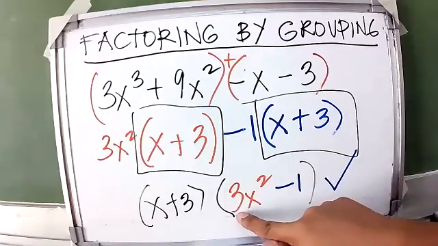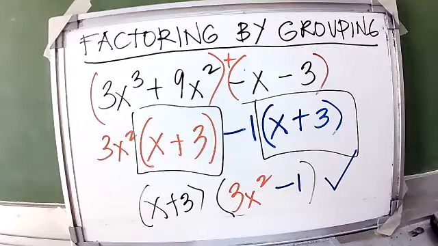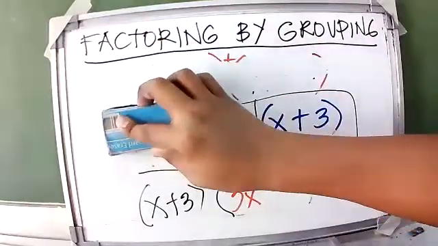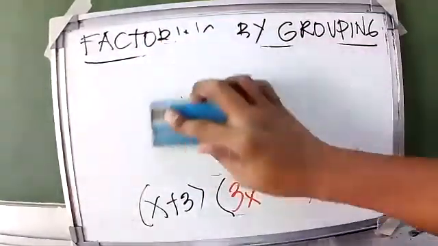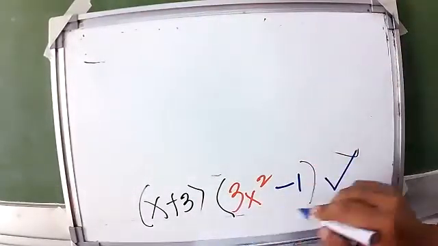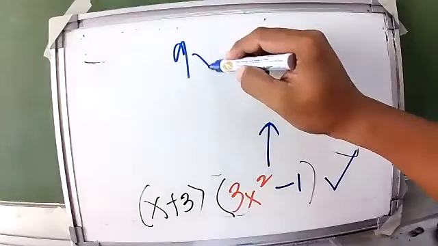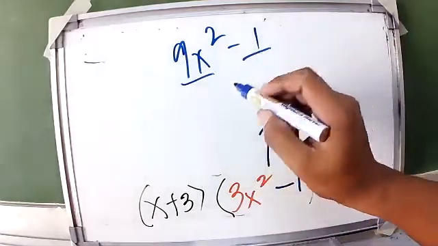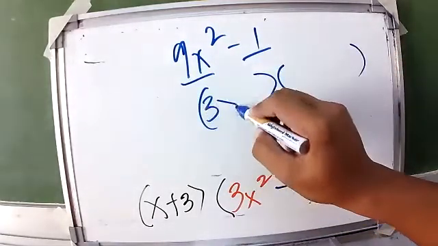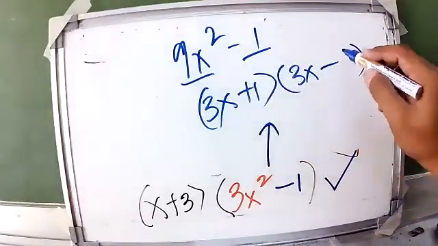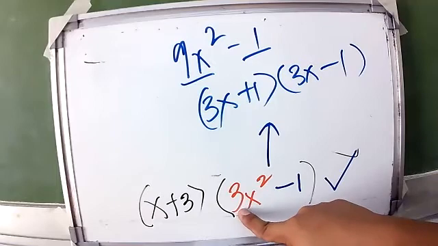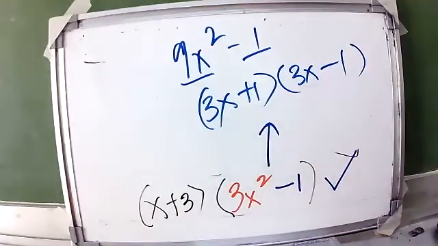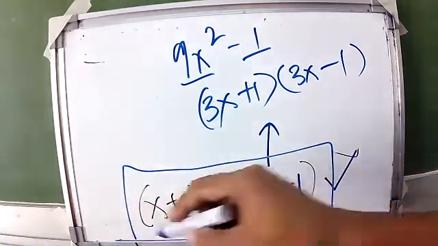You cannot factor this anymore. Take note of this. Everybody listen. This cannot be factored anymore. However, if the given was 9x squared minus 1, then it could still be factored. Because they are both perfect squares, you can factor this to 3x plus 1 and 3x minus 1. However, 3 is not a perfect square, so you cannot do this anymore. So it can no longer be factored. And this will be our final answer already.